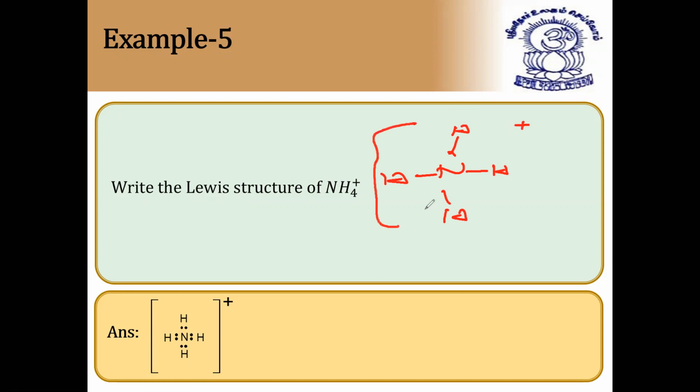So on the whole, we'll keep it like this. This is called the NH4 plus structure. It is very, very simple and clear. All of them get stability, because nitrogen gets stability by accepting 4 electrons from 4 hydrogens, and the 1 extra electron is lost, so it has 8 electrons on the whole. Next.